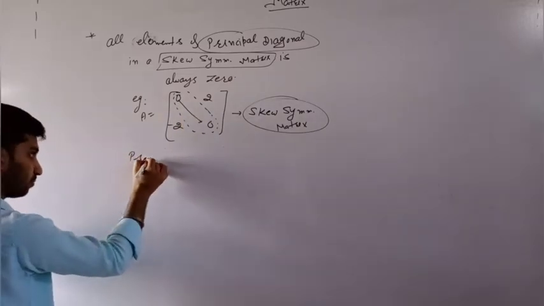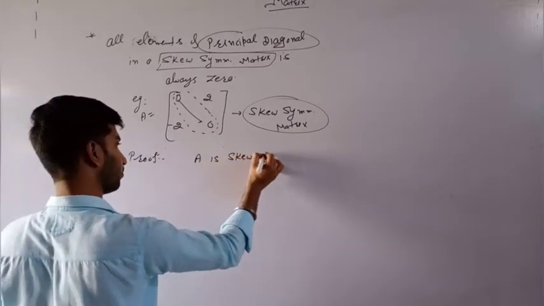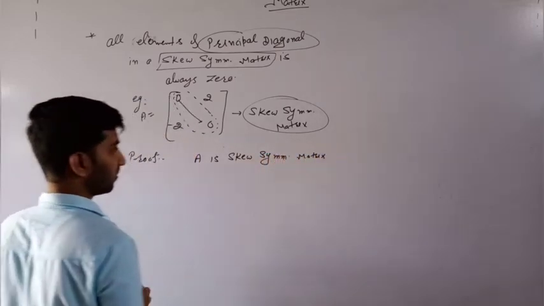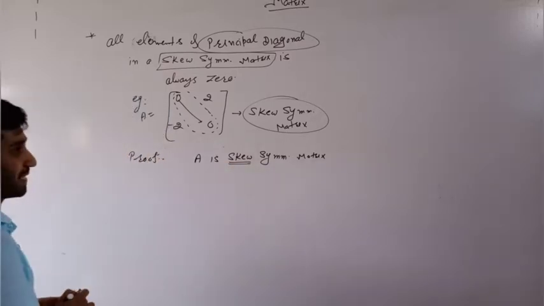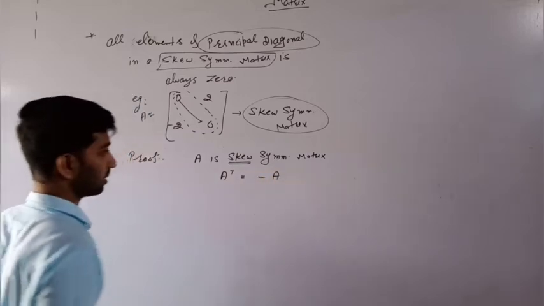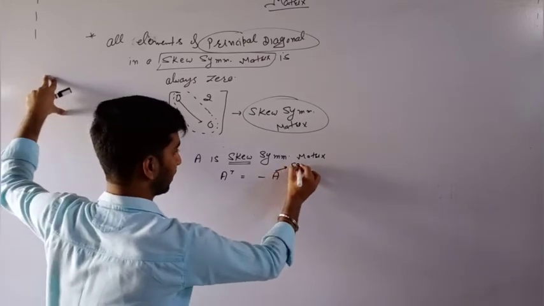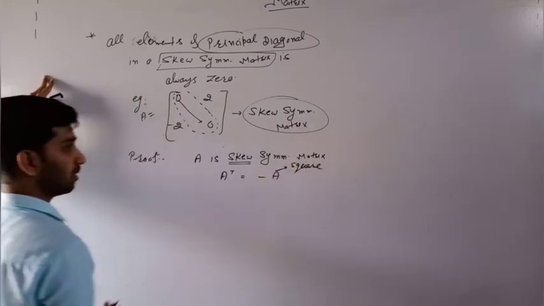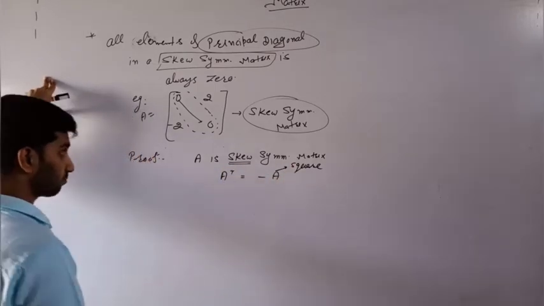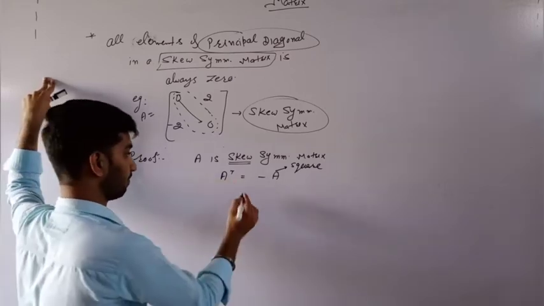Now the proof. First of all, it is given that A is a skew symmetric matrix. It means that A transpose is equal to minus A. It is the condition of a skew symmetric matrix, and A is a square matrix. It is the most important condition for symmetric and skew symmetric matrices, that the matrix will be square.